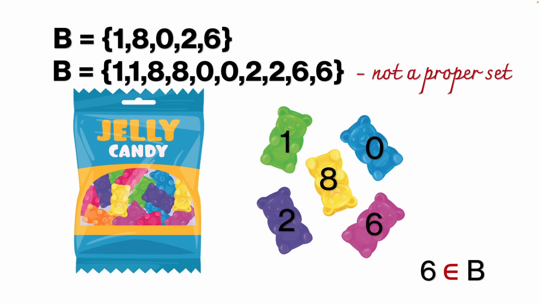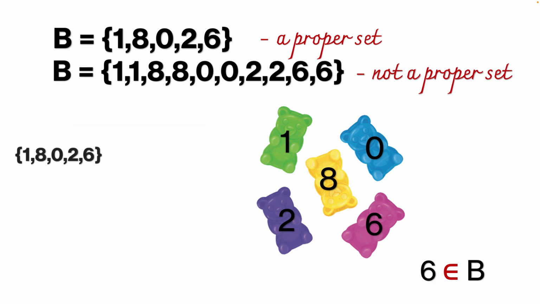set. Okay? A proper set, it looks like this. And this is not a proper set. So ibig sabihin, mali tong set definition na to. So, pwede ba nating sabihin {1, 8, 0, 2, 6} is equal to {6, 2, 8, 0, 1}? Ito ay still correct. Okay? Kasi parehas lang sila ng laman.